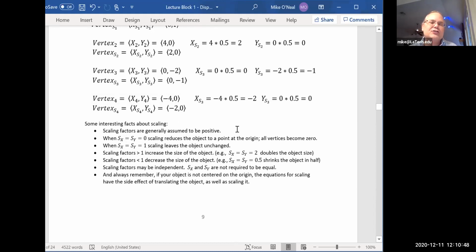So first of all, scale factors are generally assumed to be positive. Unlike with translation factors, where they can be both positive and negative, with scaling factors, they're always assumed to be positive. Now, what happens if you were to set your x and your y to 0? You tell me, what will happen if I try to scale an object and I make my scale factor 0?